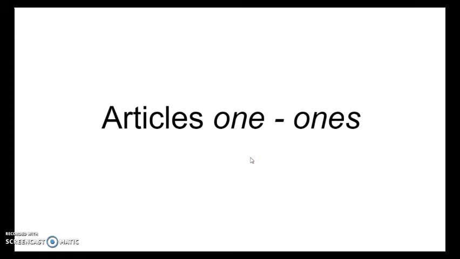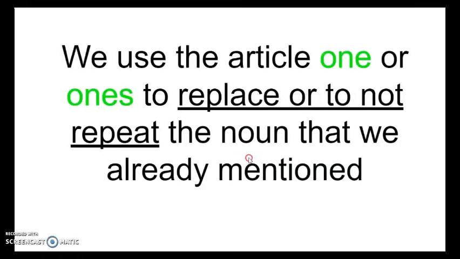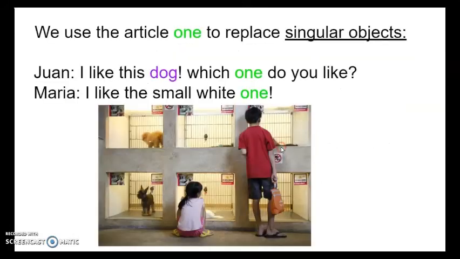Now let's continue with the articles one and ones. We use the article one or ones to replace or to not repeat the noun that we already mentioned. The noun could be an object, could be a person, could be an animal. That is the noun. So, we can use the article one to replace singular objects. Pay attention to this. One, without S, is to replace singular objects.